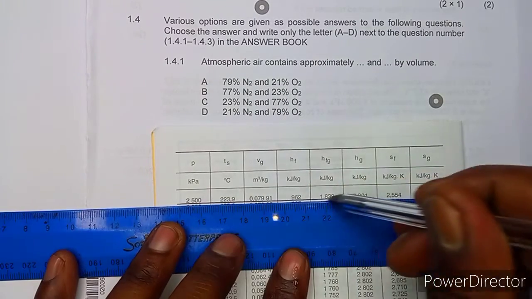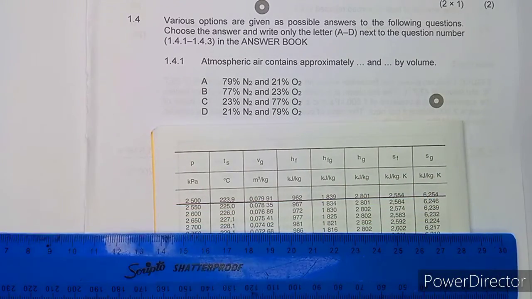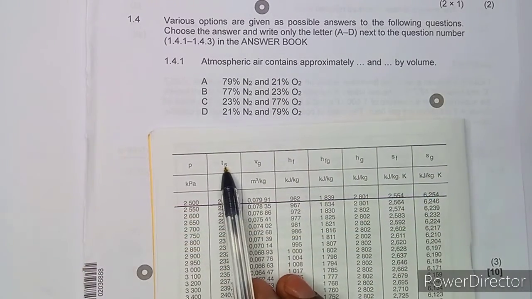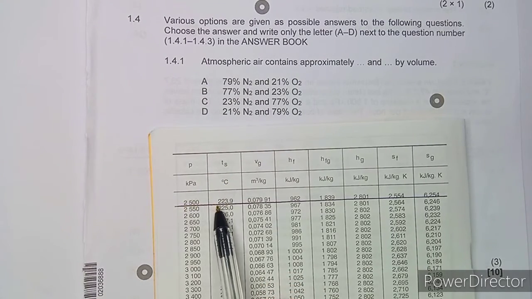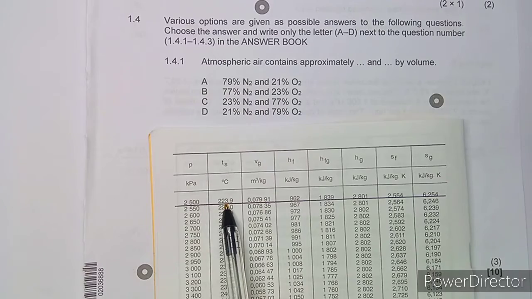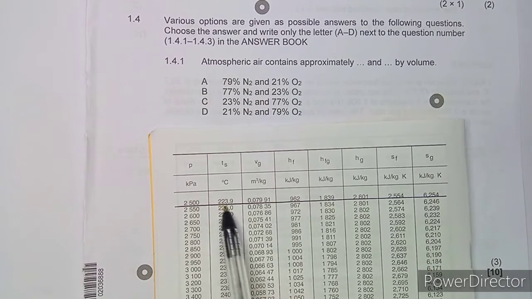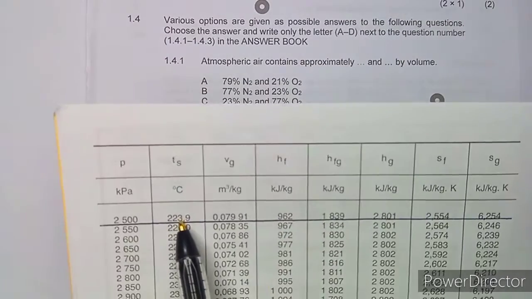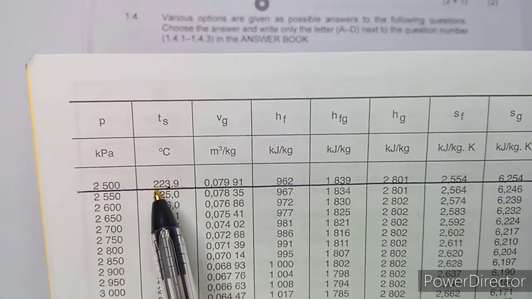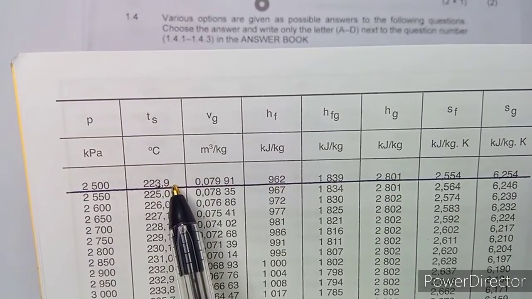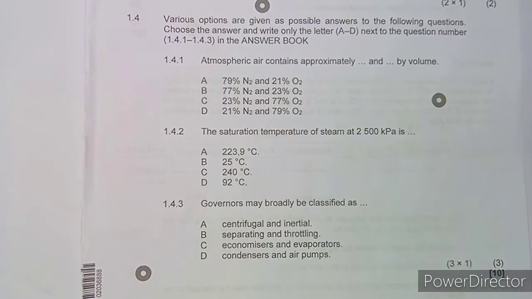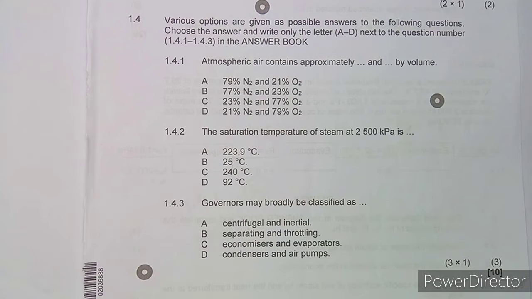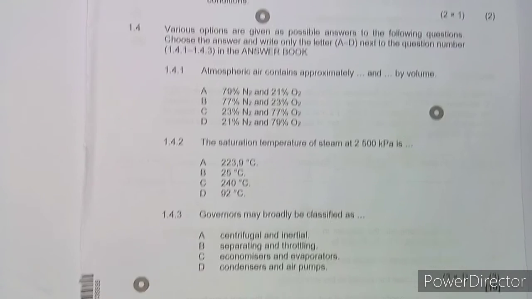From this part here, this is your saturation temperature, TS, in degrees Celsius. As you can see, at 2500 our temperature is 223.9 degrees Celsius. This is what we need here, 223.9, the temperature corresponding to 2500. This is the one that you're going to write, which is A. So our answer is going to be A. That's what we had in 1.42.